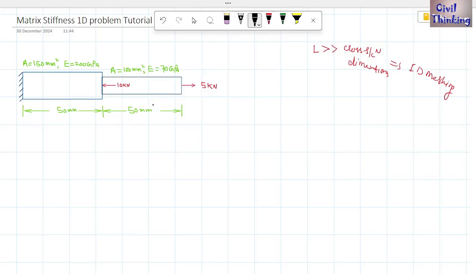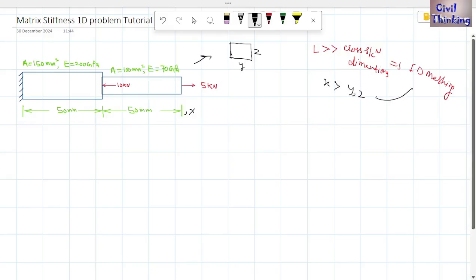For example, if this has a square or rectangular cross section, and this is small, say this is the y component, this is the z component, and the length is the x component. Here x is 50 plus 50, which is 100 mm, and x is more than y and z, so we will use 1D meshing.